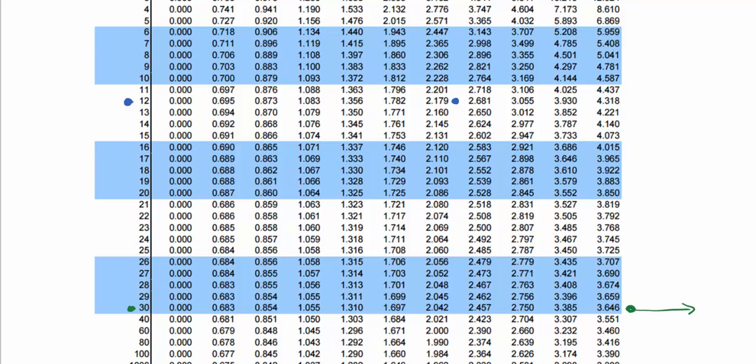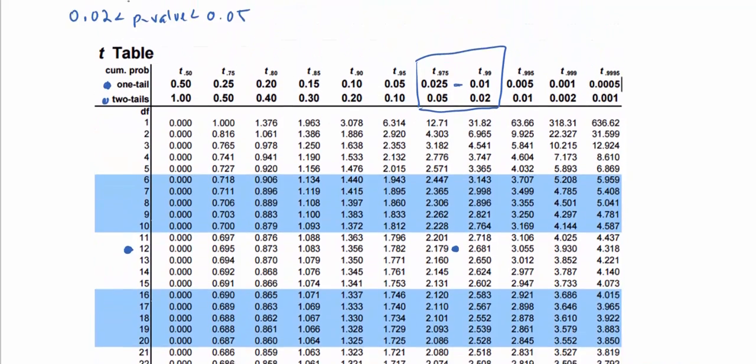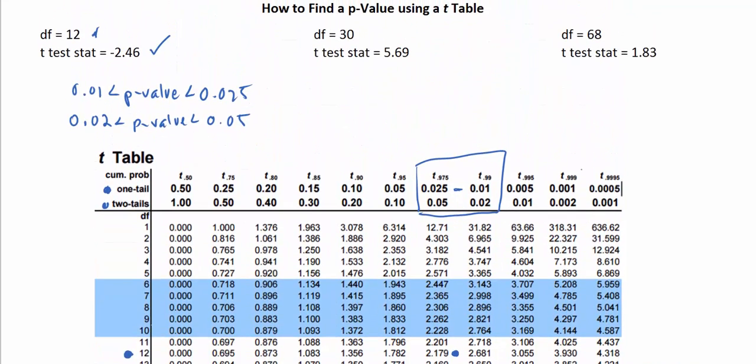So what does that mean if our test statistic is larger than the largest value on this table? Well, it just means that our p-value is less than the smallest p-value on the table. So for a one-tailed test, we find that the p-value is less than 0.0005. For the two-tailed, our p-value is less than 0.001.